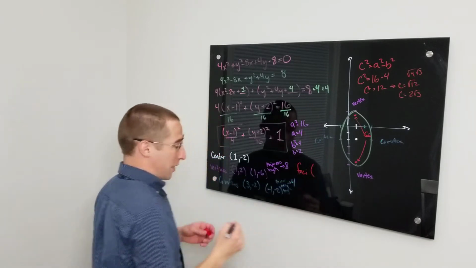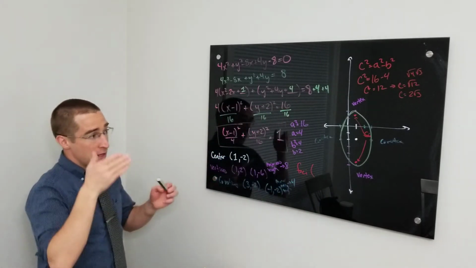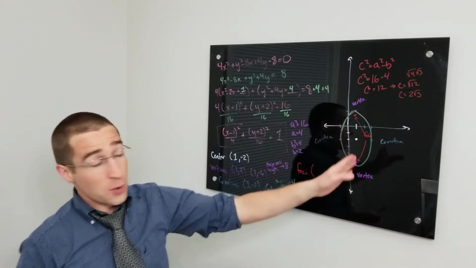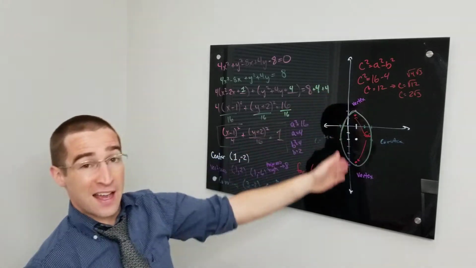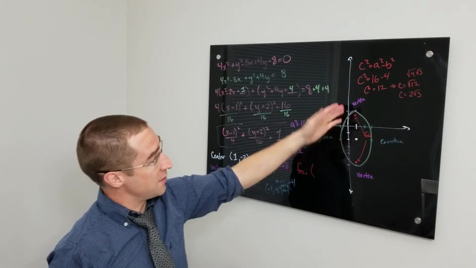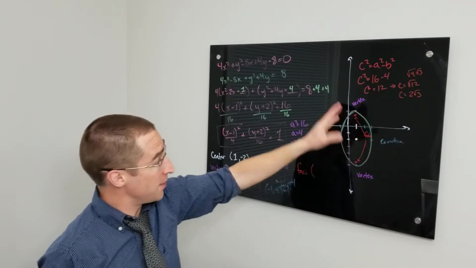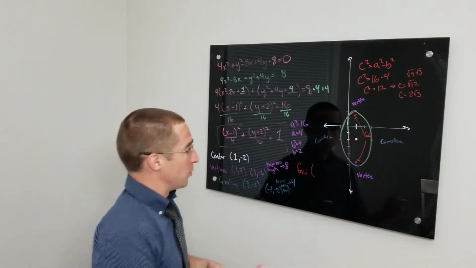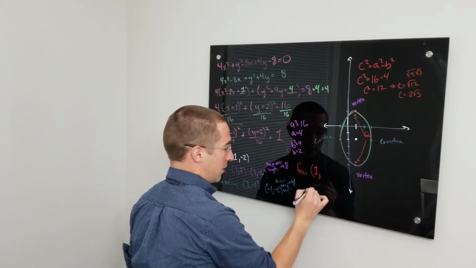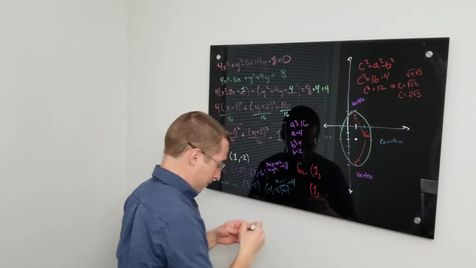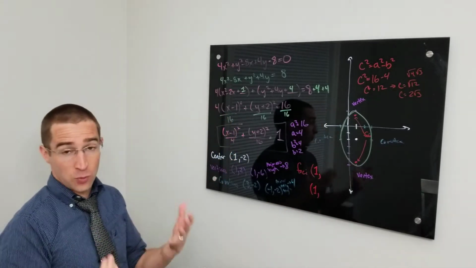So here, what we got to do is say, all right, the x number on these foci are the same as the x number on the vertices and on the center, because those are all in the same vertical line. So the x numbers are the same, they're all at x equals 1. So 1 comma, and then 1 comma. Now the y numbers are what changes.